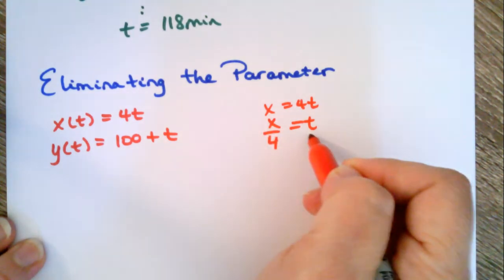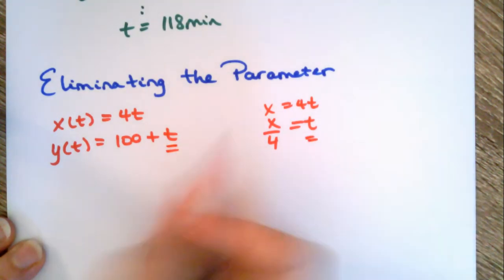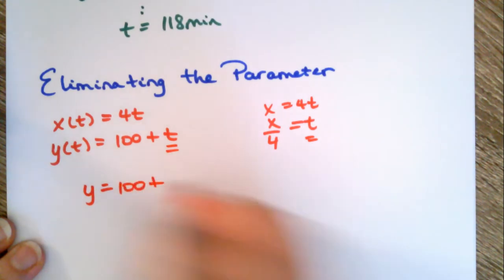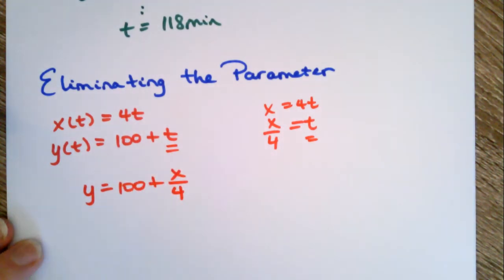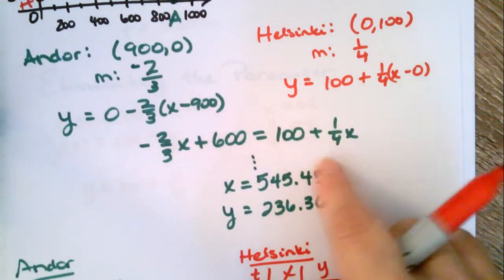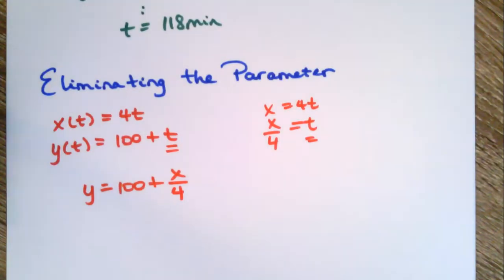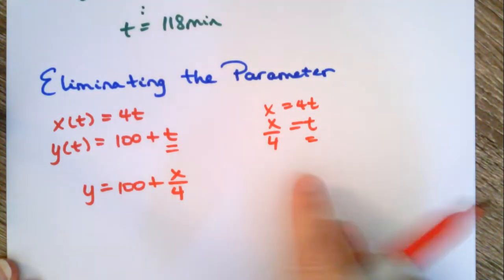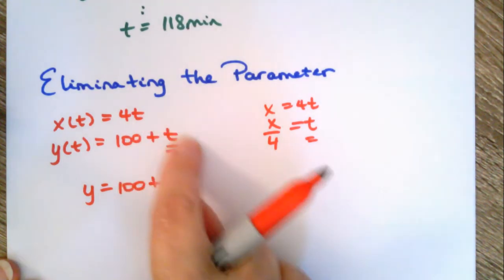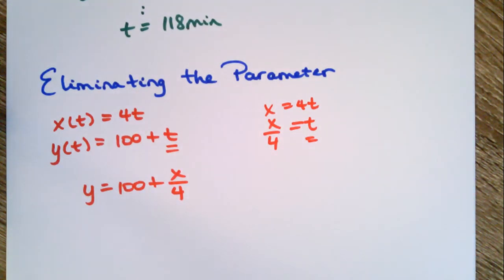And so I'm going to take that expression for t and plug it in right here, which means y would be equal to 100 plus x over 4. And if you look back at our equation that we wrote in the beginning, it is 100 plus 1/4 x, or x over 4. Those are equivalent equations. And so parametric equations, if you begin with a parametric equation, we can eliminate that parameter of time and end up with an equation that we're used to that could be represented in a two-dimensional graph in terms of x and y.